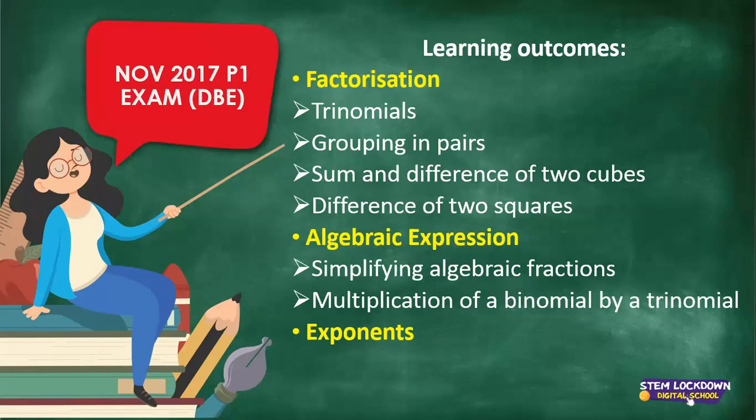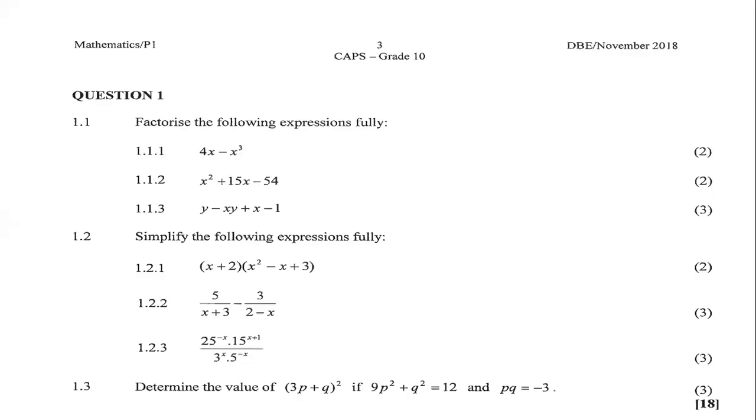So yesterday I had a few questions which I want to recap, right? Yesterday we looked at this question, DBE November 2018, but we just looked at question 1. I had a question from 1.1, which I want to recap when it comes to factorization. So what I did, I made workings using a step-by-step method so that I can project it so that you can see how you are going to work out these sums.